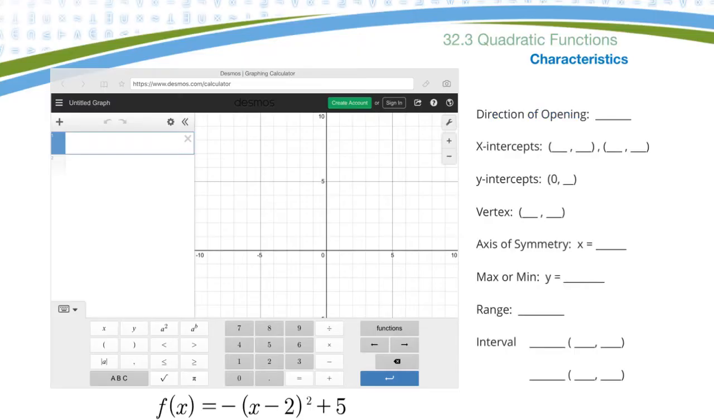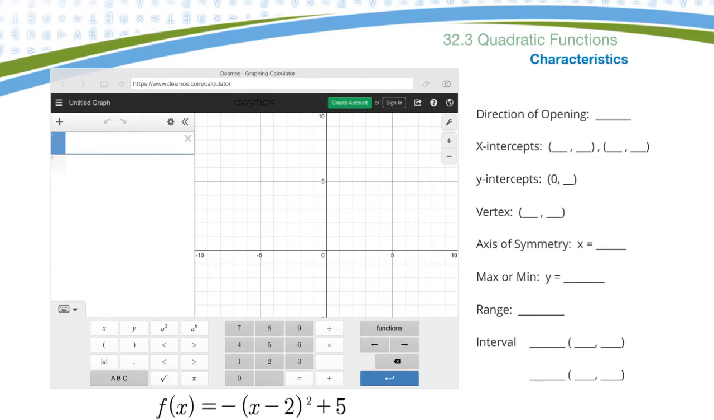Okay, here are the characteristics we're looking for in a problem. So direction of opening, up or down, x-intercepts, where it crosses the x-axis, where it crosses the y-axis, what the vertex is, from the vertex, what the axis of symmetry is, a maximum or minimum value, which is it and what is it, the range, which is related to maximum or minimum, and the interval that it increases or decreases. And so we'll look at all of those with lots of different functions.